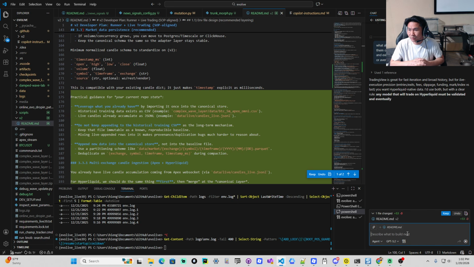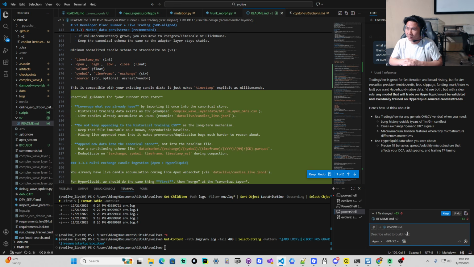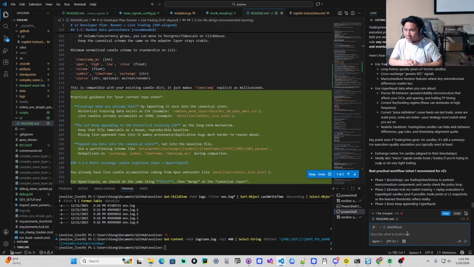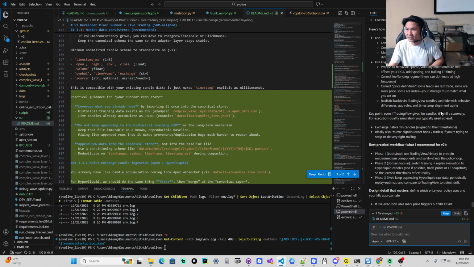But for live execution price, I use both, but with a clear rule: any model that will trade on Hyperliquid must be validated and eventually trained on Hyperliquid source data. In TradingView, for general long history, you can get it quickly. Let's see what it says here. Cross exchange, generic BTC, macro, medium horizon features, where tiny microstructure differences matter much less.